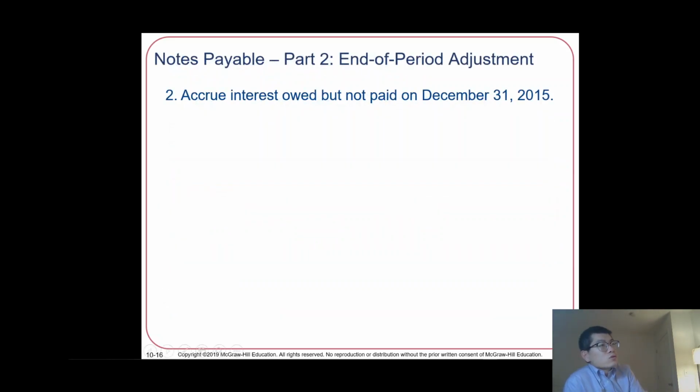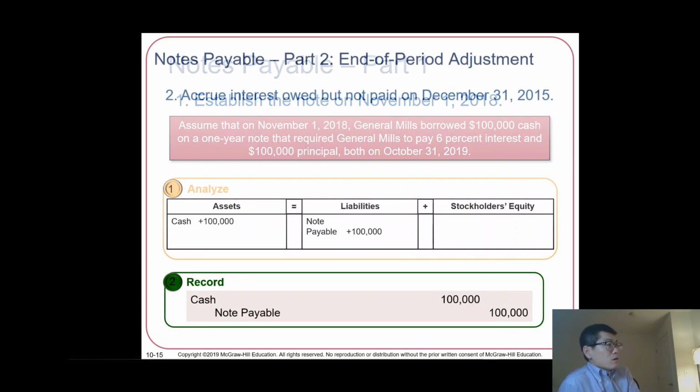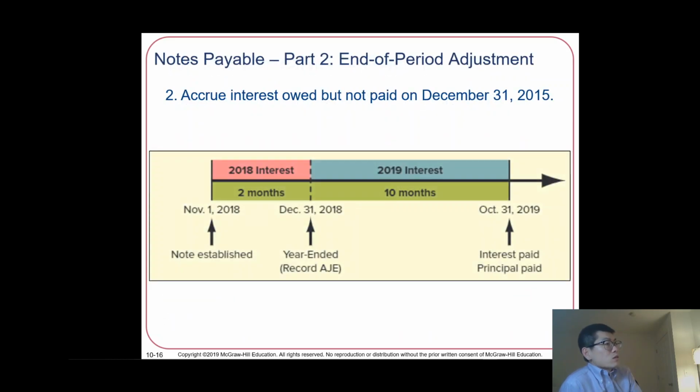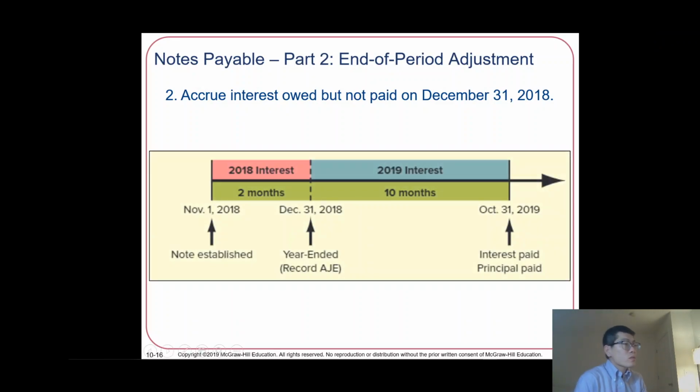And then accrued interest owed but not paid on December 31st, 2015. Okay, so come here again. 2015, okay, so that should be 2018. Okay, December 31st, 2018. Let's fix it. So here we established the note on November 1st, 2018.